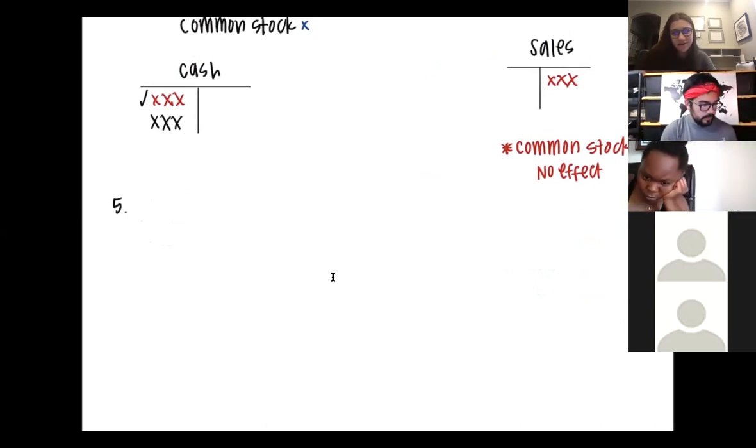Jesus, don't you like these ones? Number 5? Oh, I hate these. Okay. Alpha sold merchandise to Beta on credit with terms FOB destination. As of December 31st, the merchandise had not yet been received by Beta. Alpha recorded the sale and counted the merchandise in ending inventory under the periodic system.